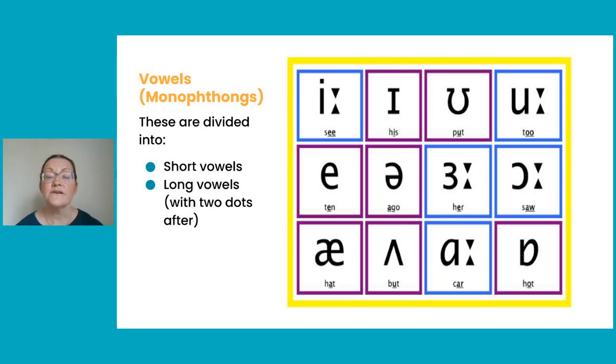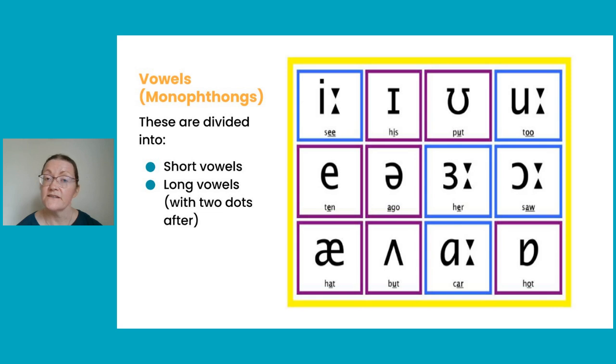Okay, you can see all of them have one main symbol, but some of them have dots or triangles after them. Well, this is because the monophthong vowels are divided into two categories. We have our short vowels, which are the ones with no dots or no triangles, okay? And we have the long vowels. These are the ones with the two dots or triangles after them, okay?